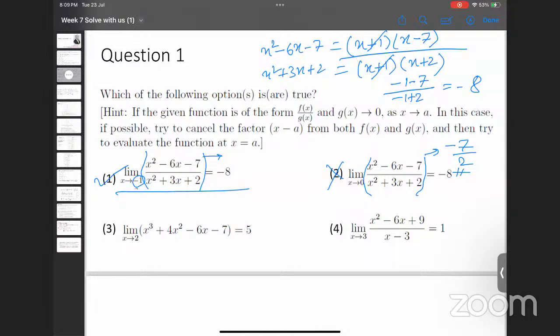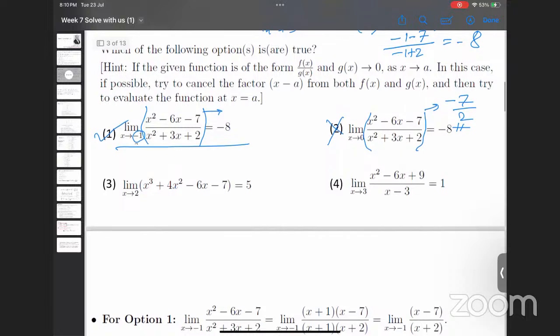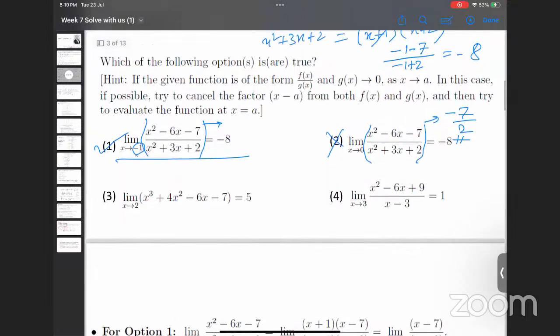Yeah. So for option 3, you can see this is clearly a polynomial function. So we need not check anything because we know that a polynomial function is everywhere differentiable. Hence it's continuous and hence the limit exists. We can directly put the value x equals 2 in this function, right? So it will be 8 plus 16 minus 12 minus 7. We can calculate it: 24 minus 19, so this is 5, right? So option 3 is also correct.